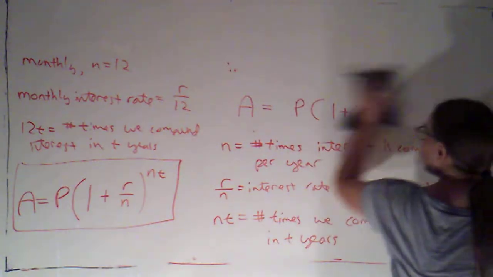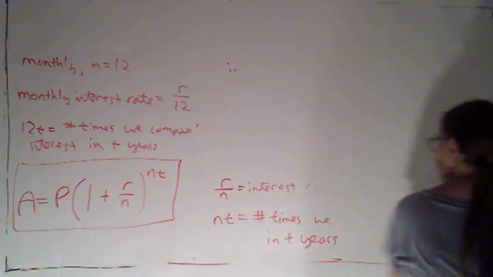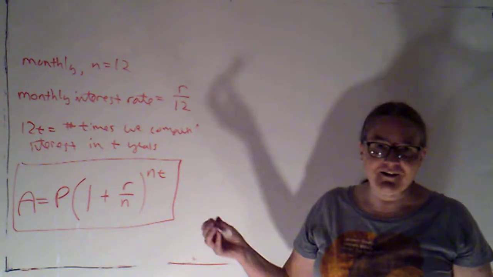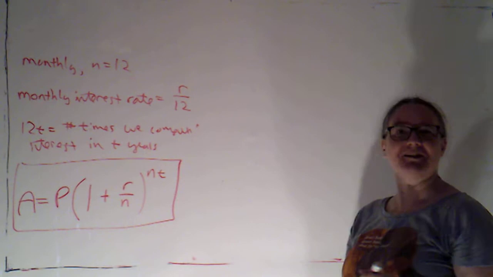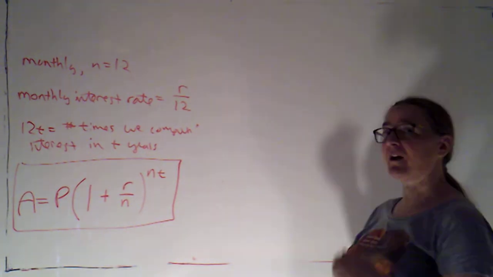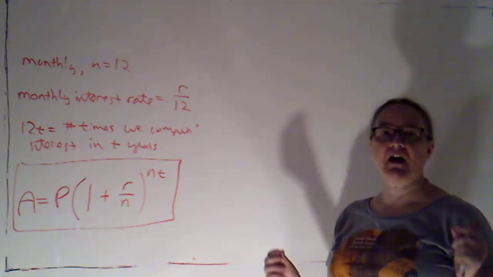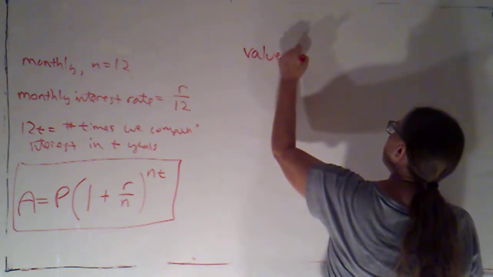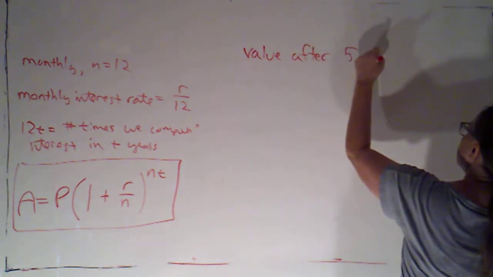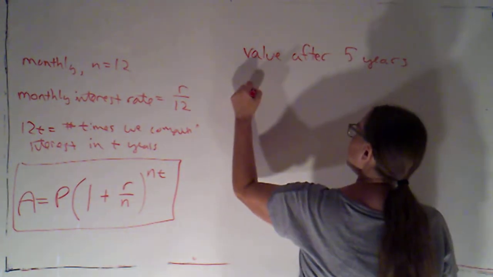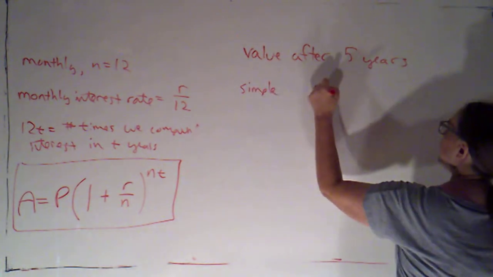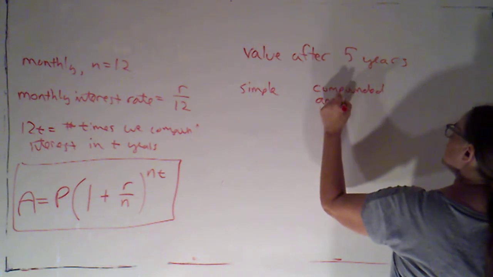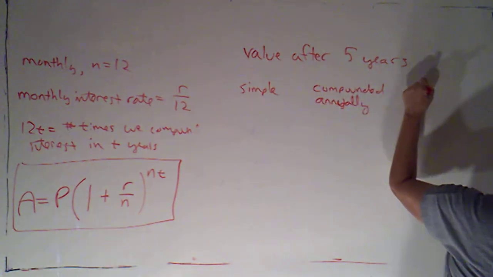Okay. What I'd like to do actually is just compare with our example of $100 and 10%, even though it's not particularly realistic. Let's just compare what the value is worth after 5 years if we have simple interest, so value after 5 years. I want to do it with simple interest, compounded annually, and compounded monthly.